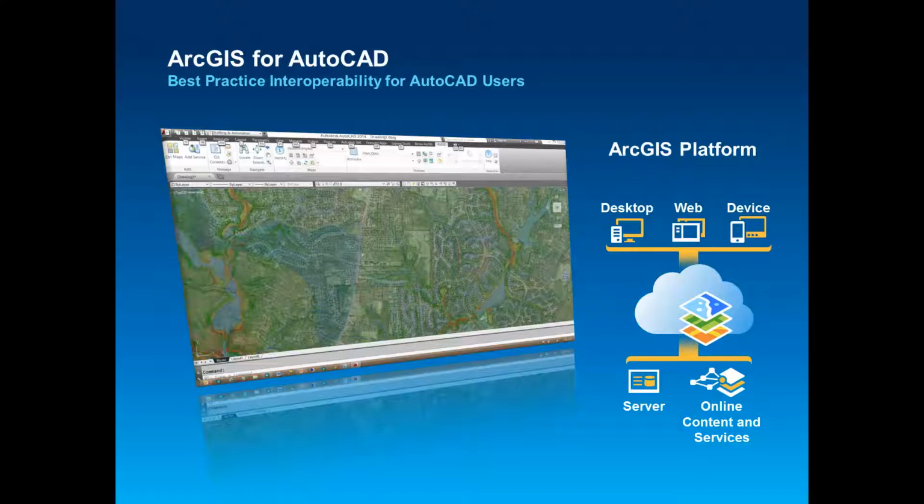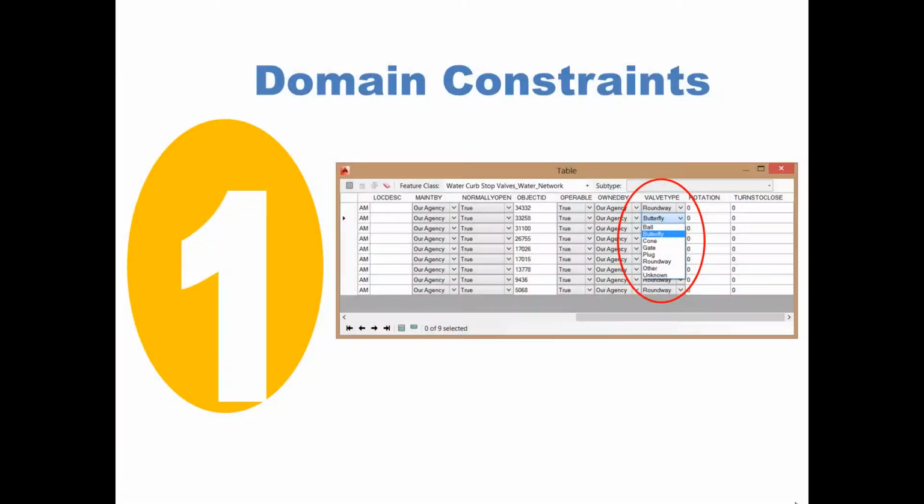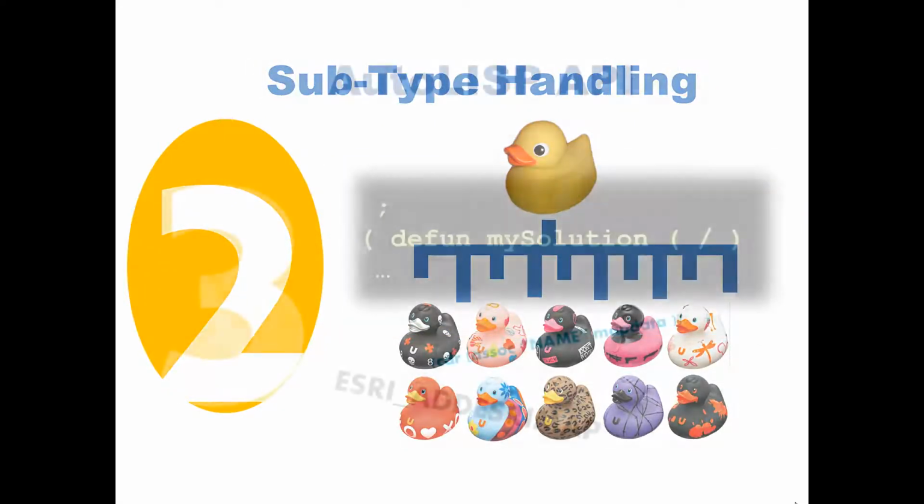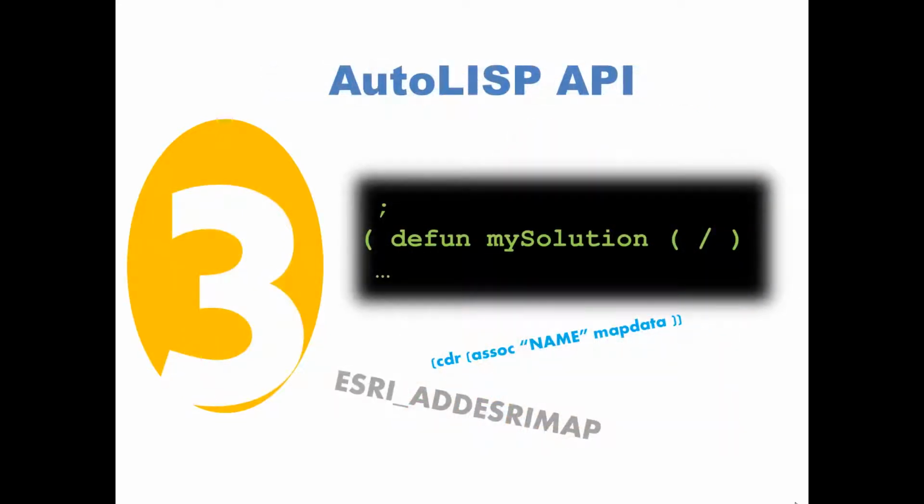I use it to read and create AutoCAD files with ArcGIS datasets embedded within them, and to access and use maps from ArcGIS Online. In this series, I will explore the new user interface tools for domain constraints and date fields. I'll demonstrate the usability improvements to handle subtypes, and I'll give you an overview of the new ArcGIS for AutoCAD AutoLISP API and show some examples of how I use it.